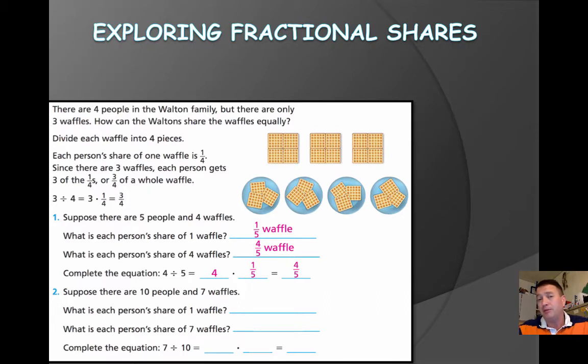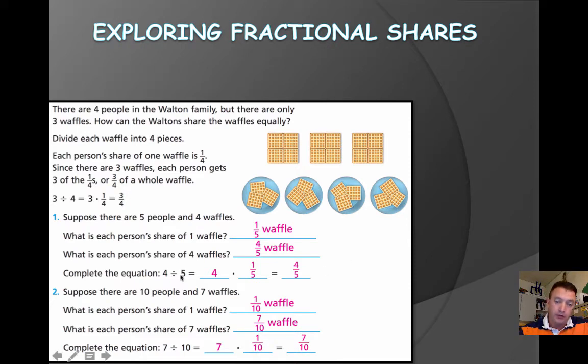So now we got 10 people and 7 waffles. Well, if there were 10 people and 1 waffle, boy, the portions of waffles are getting really small here, we would have 1/10 of a waffle. If we're talking about 7 waffles altogether, then they're going to be 7/10 of the waffle. And again, the same equation is going to work like we did up at the top. We got 7 waffles. We're going to multiply that times 1/10, which equals 7/10.